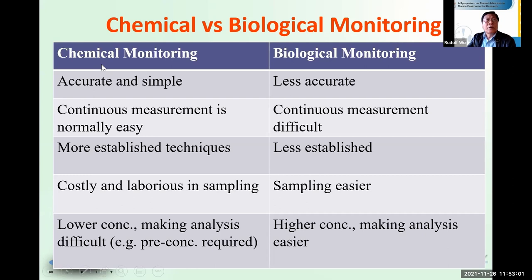So less accurate. For chemical monitoring, as I said before, continuous measurement is normally easy. Put a buoy over there, put satellite monitoring, and so on. For biological monitoring, it is very difficult to do continuous measurement. For chemical monitoring, the technique is more well established. For biological monitoring, the technique is less established and depends on what kind of animal you have there. Chemical monitoring is very costly and very laborious in sampling, whereas for biological monitoring, the sampling is much easier. For chemical monitoring, the concentration is low, making analysis more difficult. For biological monitoring, if you want to measure metals and trace organics in the fish, the concentration is higher, so the analysis would be much easier.